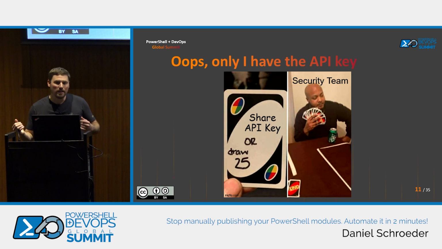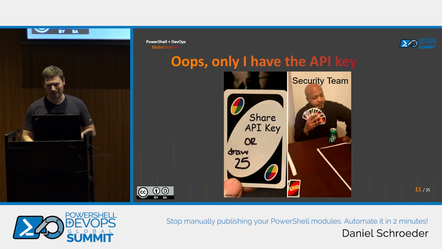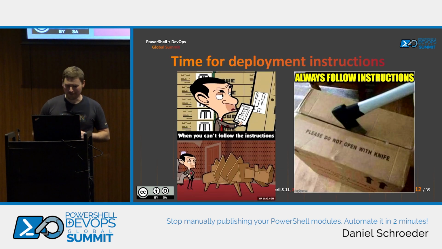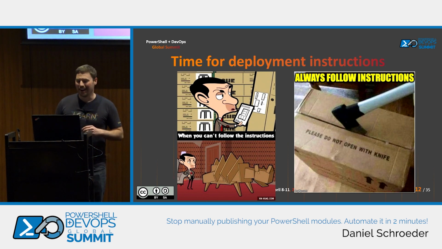But I guarantee if they're publishing the module frequently, like 2, 3, 4 times a week, they are not going to go to Key Vault every time to get that API key. They're just going to throw it in a plain text file on their local machine. Yeah, your security team will not be happy. And please, please, please do not store the API key in source control. That's the worst thing you could do.